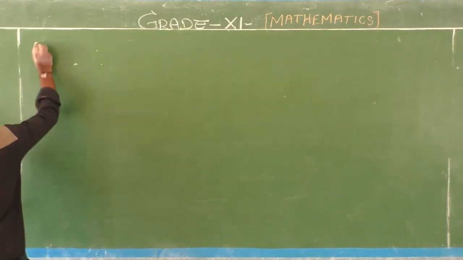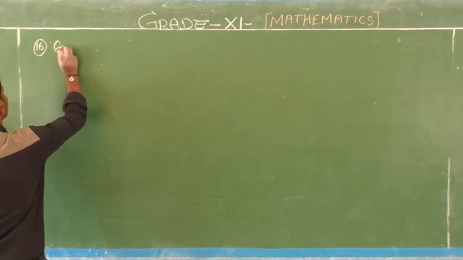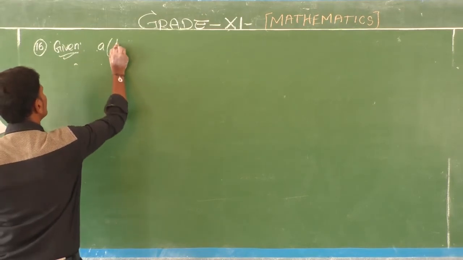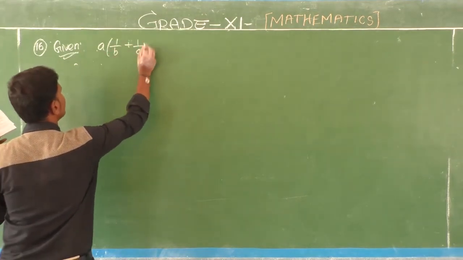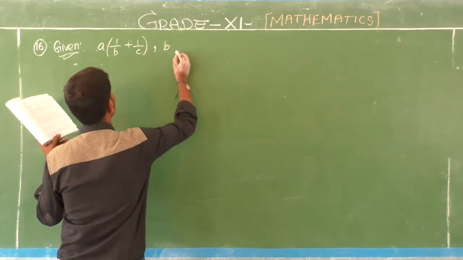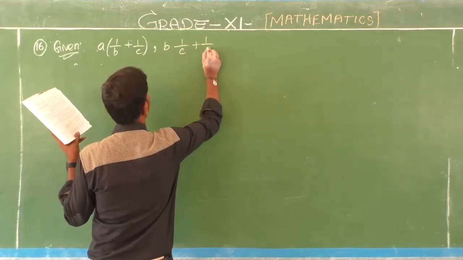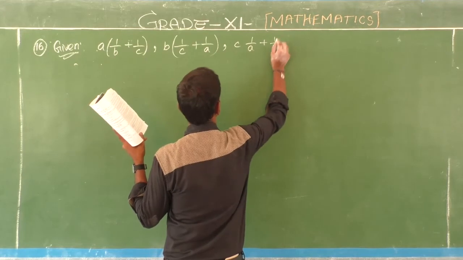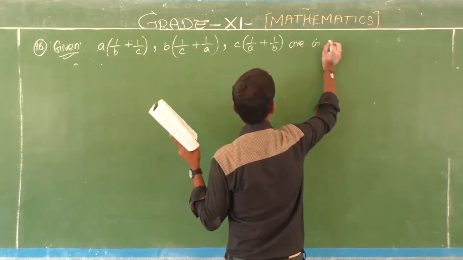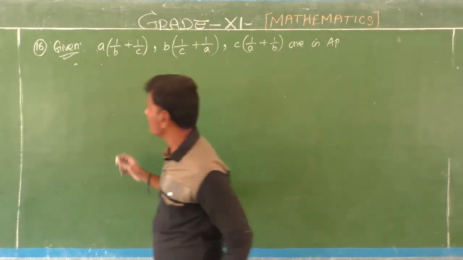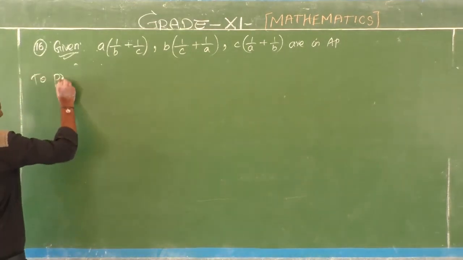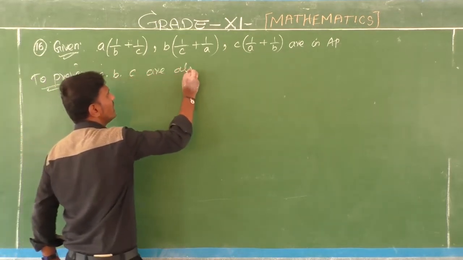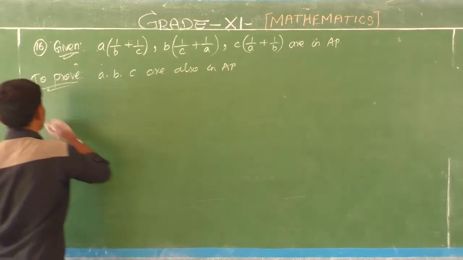So question number 16 is given. Look at the question. If A(1/B + 1/C), B(1/C + 1/A), C(1/A + 1/B) are in AP, now what you are going to prove? To prove: A, B, C are also in AP. So, coming to the proof.